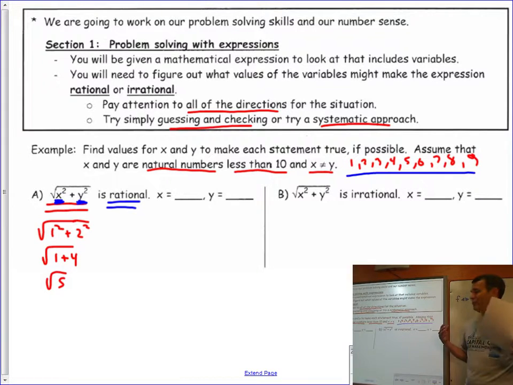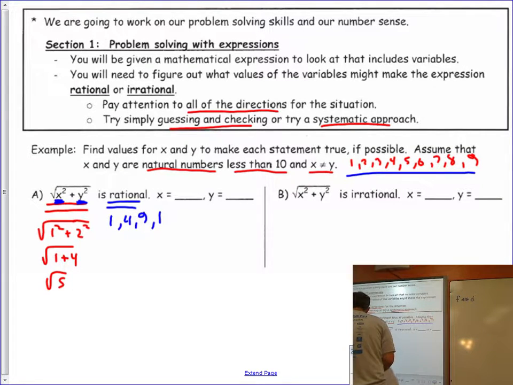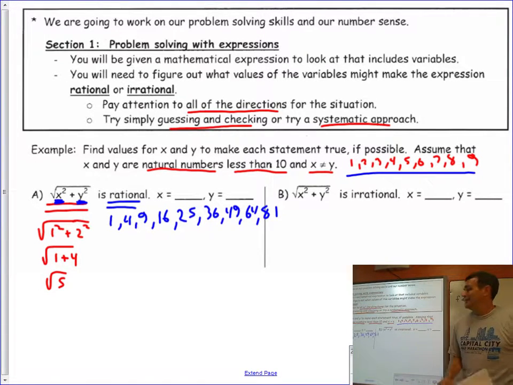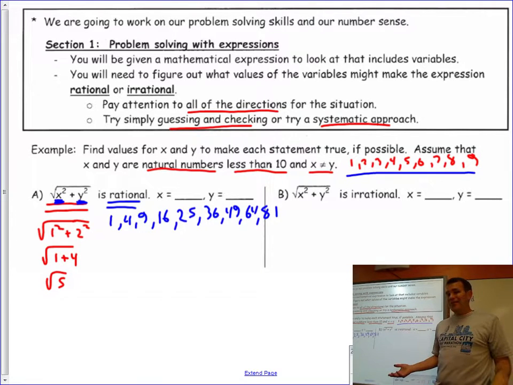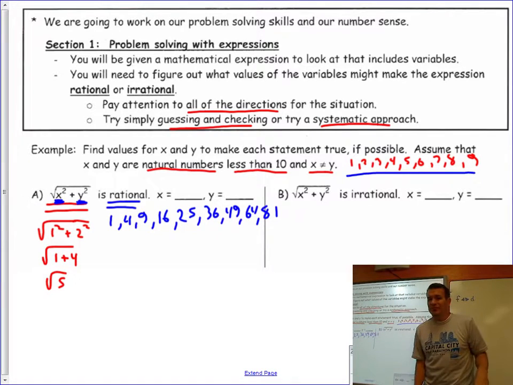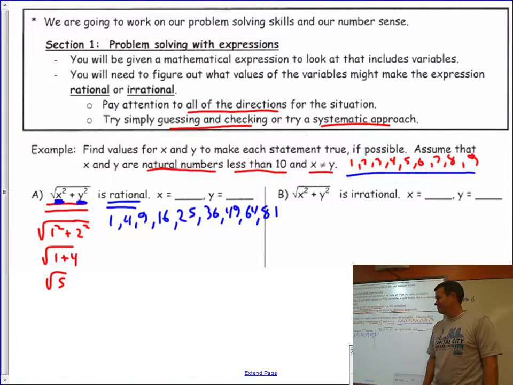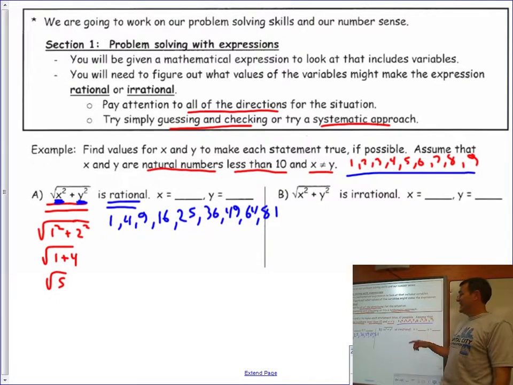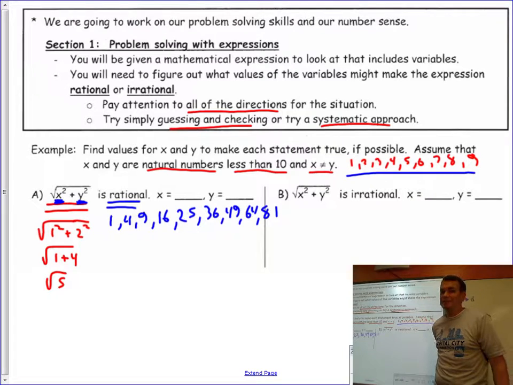Well, I want x squared plus y squared to be a perfect square. Let me walk you through this. When I square the x, I get a perfect square. So when I square x, I get one of these numbers. These are perfect squares, up to 9 being my biggest number I can put in for x.